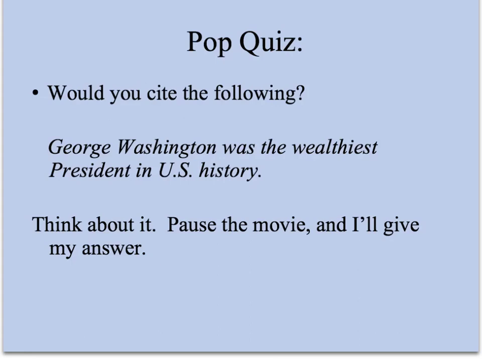In the following presentations, in parts 2 and 3 and 4, we'll talk not only about what to cite and why to cite, but we'll start to get into how to cite your sources in a paper.